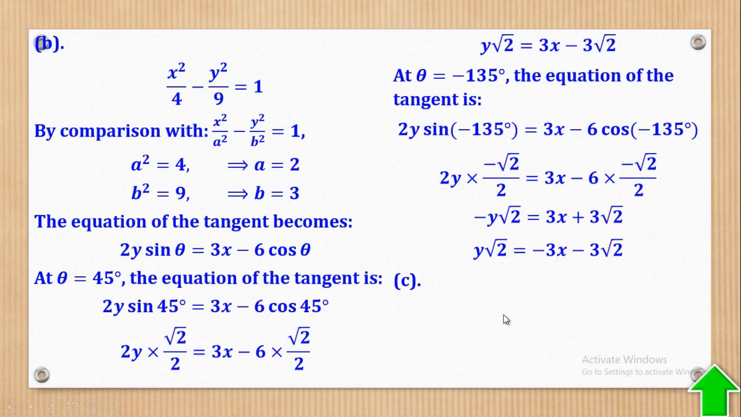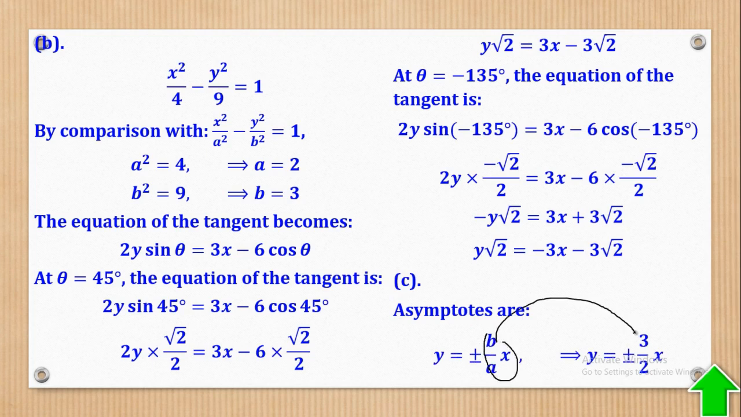Now part C, they wanted you to get the equations of the asymptotes. So you shall remember the general format of an asymptote is y equals plus or minus bx over a. So we come and substitute for b, we solved b as 3, and substitute for a, we solved a as 2, and remember to put this x. Also remember to put the plus or minus to make them two asymptotes. And simply that's what they wanted.